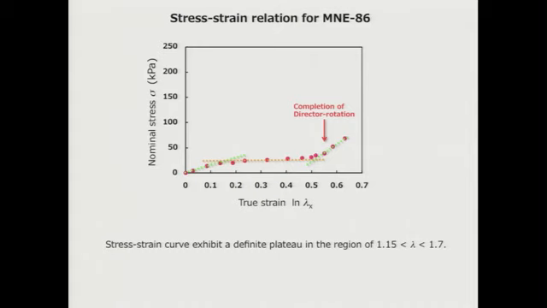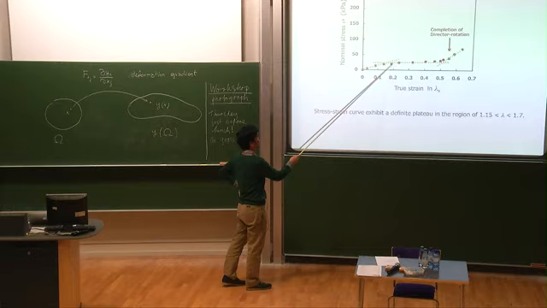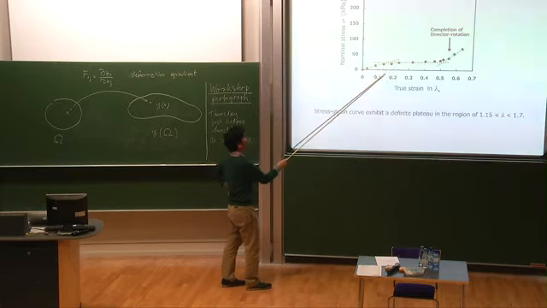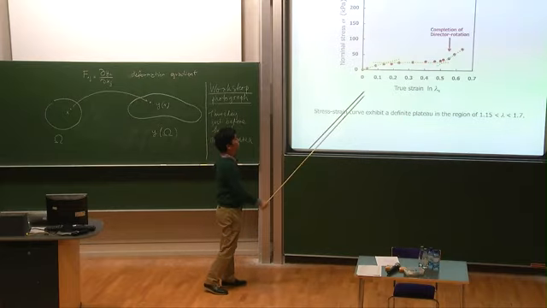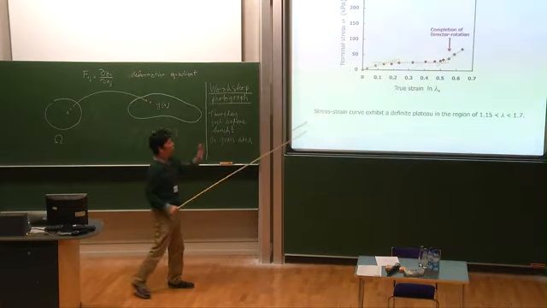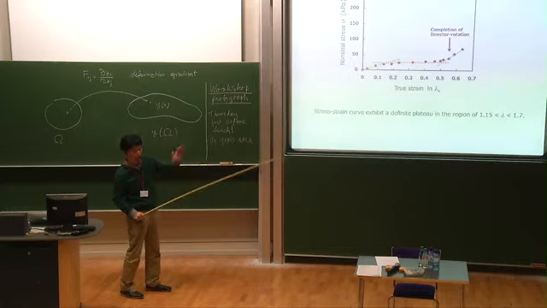This is a strain curve, obtained in the equilibrium state at each strain. You can see that during the director rotations, we see some plateau regions. The height is 20 kilopascal. After the completion of the director rotation, stress increases again.